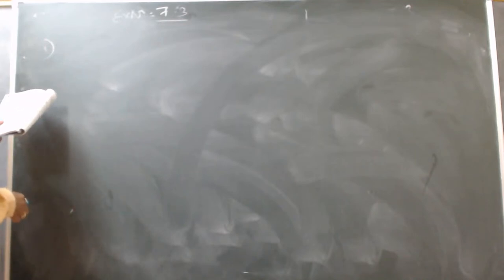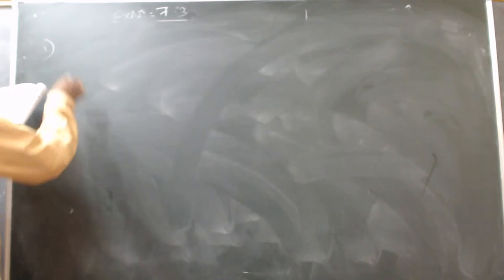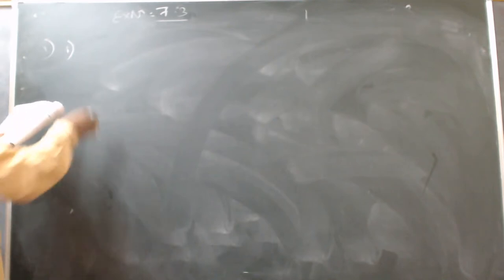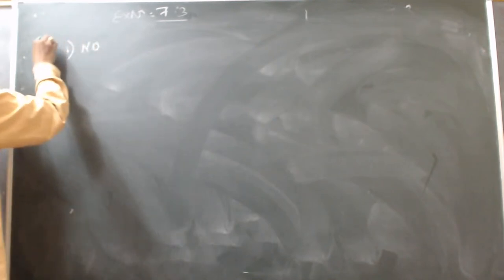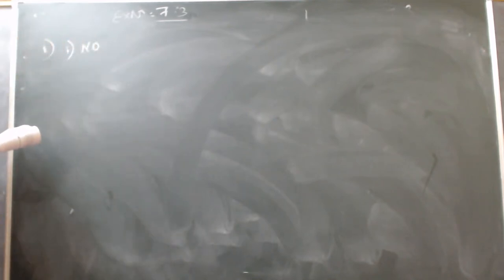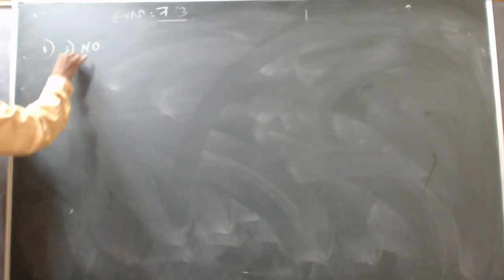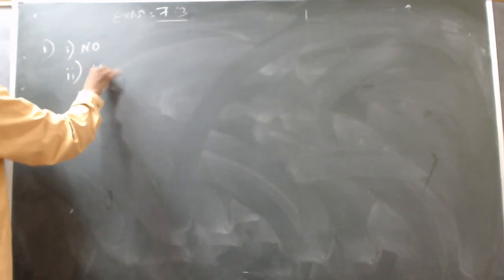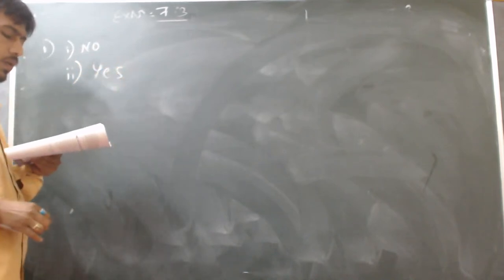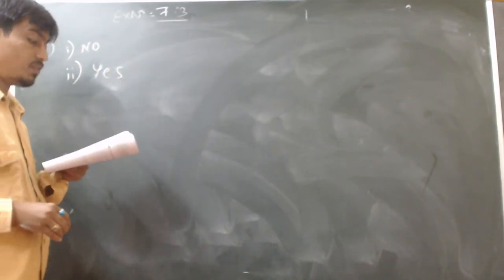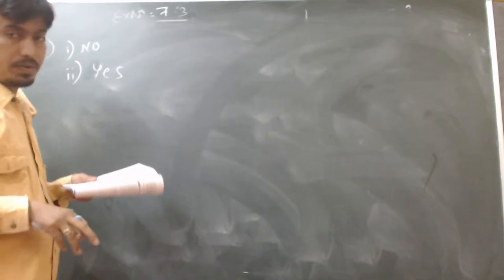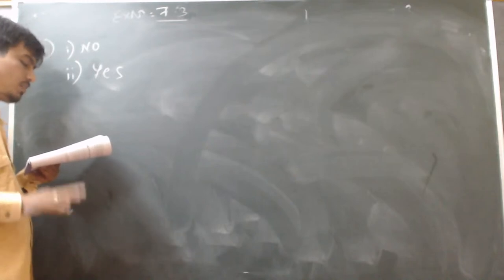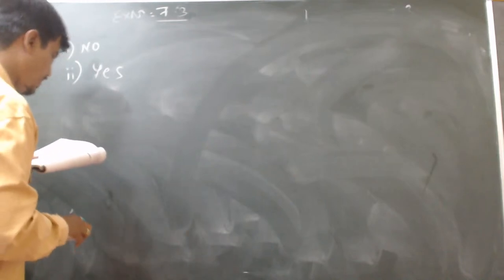Can a polyhedron have for its faces three triangles? The answer is no. It cannot have three faces. If it has three triangles, it is not a polyhedron. If it has four triangles, yes, it is a polyhedron.